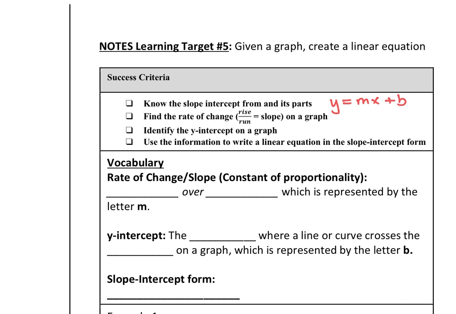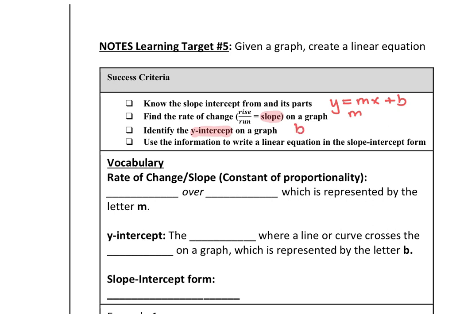The second success criteria is find the rate of change, also known as slope, on the graph. Today we're going to learn, let me label that. That's going to be m. So we're going to find the rate of change. That's going to be labeled as m. And then we're going to identify the y-intercept. So that's something new today. And we're going to label that as the letter b.